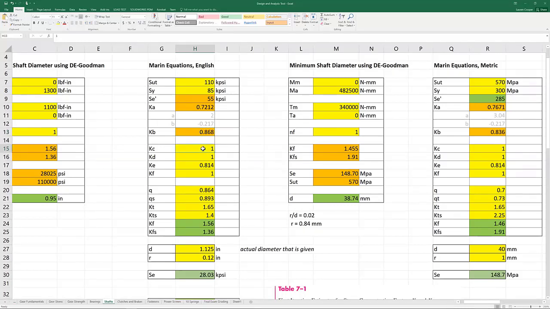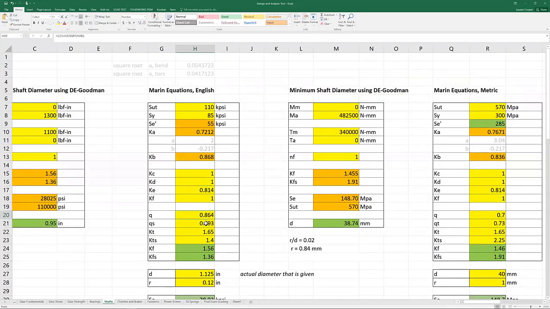KC is a loading factor, and we have both bending and torsion going on, so we just set KC equal to 1, and then we'll use von Mises. KD is a temperature factor. This is room temp, so this would be 1. KE is the reliability factor, and for 99% reliability, our KE is 0.814. KF, we don't have any other conditions that we think would make fatigue worse, so we set that equal to 1.